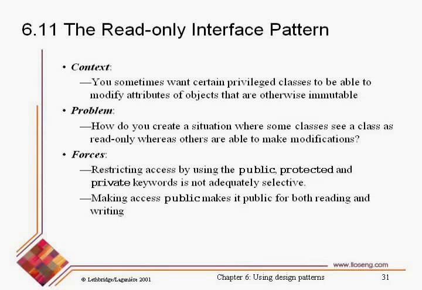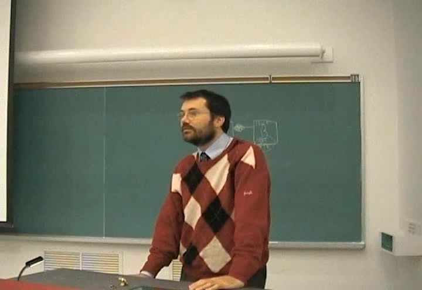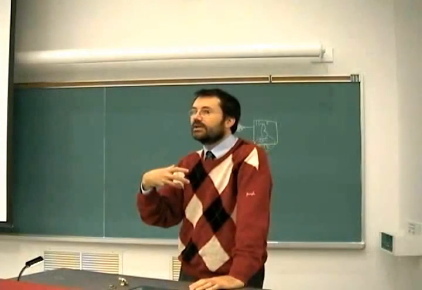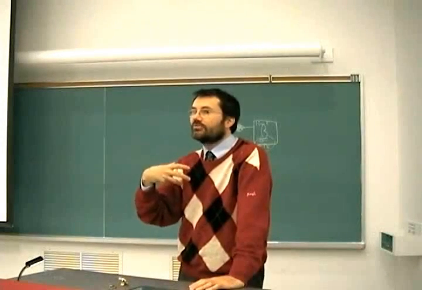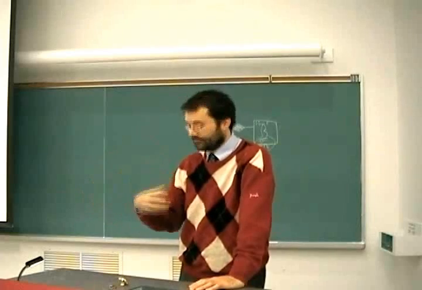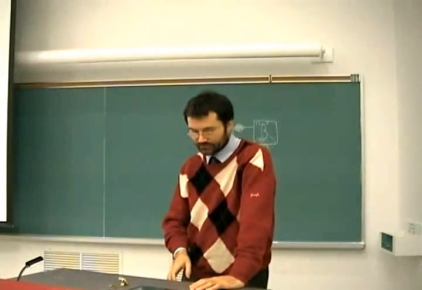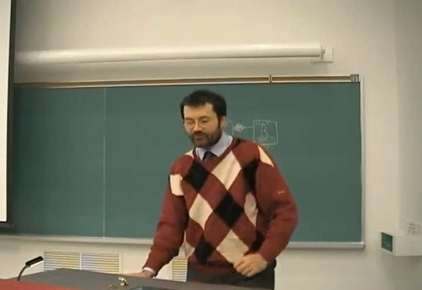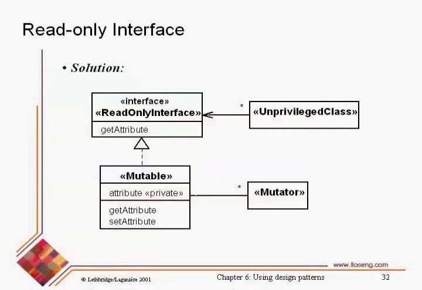The key is, if you make access public, it makes it public for both reading and writing. What you want to do, in some sense, is make it public for reading, but private for writing. So that you can access the data, it appears to be immutable, but you can't change the data. That's what we'd like to be able to do. And so the read-only interface pattern solves this problem.